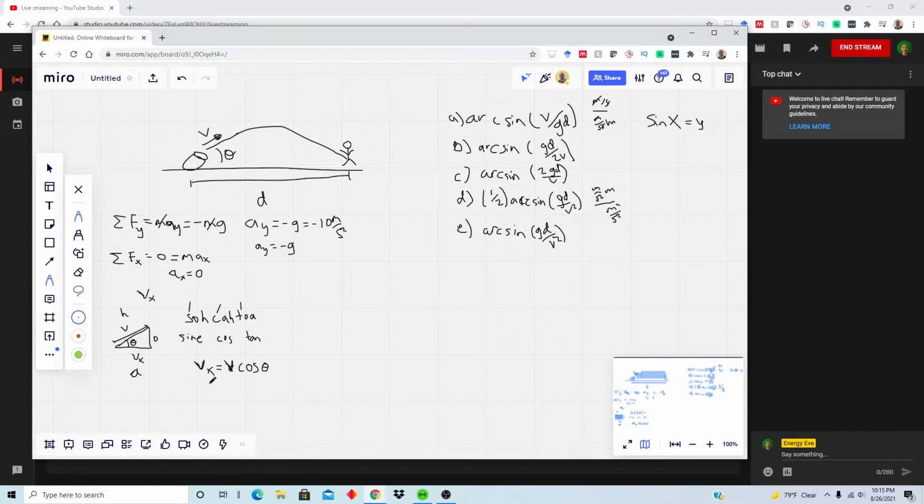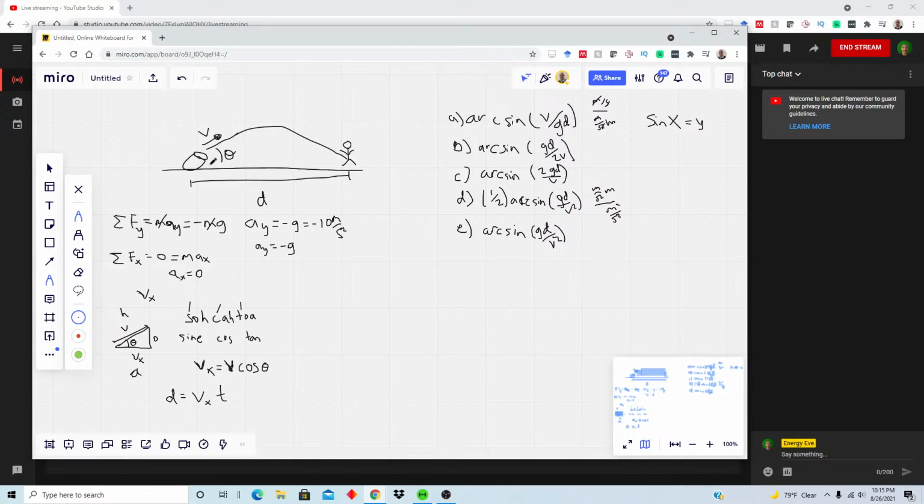If our cannonball is moving in the x direction with velocity vx, then in order to get to a distance d, we have to have the constant velocity times time. And so what we need to solve for is this time component. It's all going to depend on basically our cannonball going up and then going down.